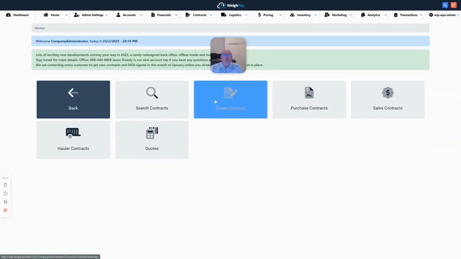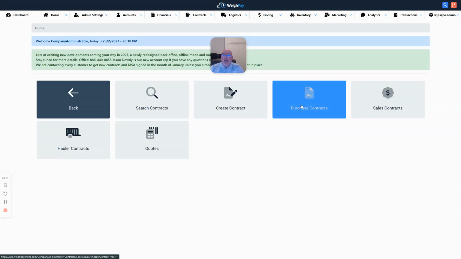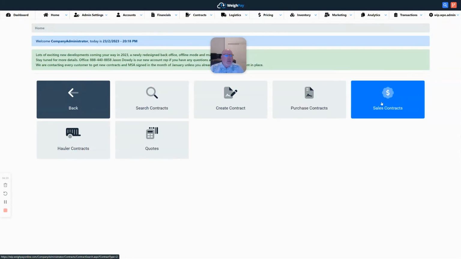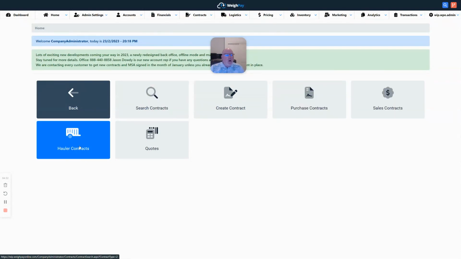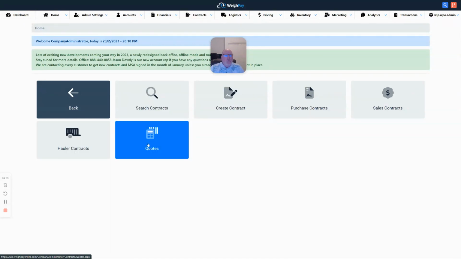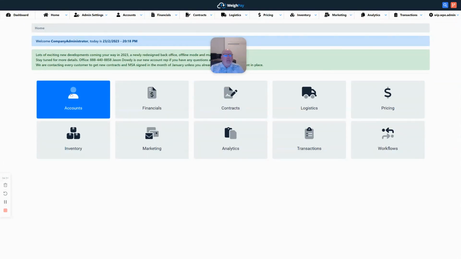So pretty easy. We do contracts as well. So contracts could be known as a purchase order, sales order, a purchase agreement, sales agreement, or just a contract as we call them. Typically contracts are more recurring, where POs and SOs may just be a one-time event, but you can create a contract, you can go look at your purchase, you can go look at your sales, and we also have what we call hauler contracts, and so that is for your carriers and your third-party truck drivers, and then of course you can build quotes in our system as well. So quite a bit of information across the board.